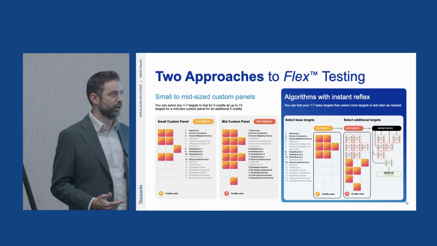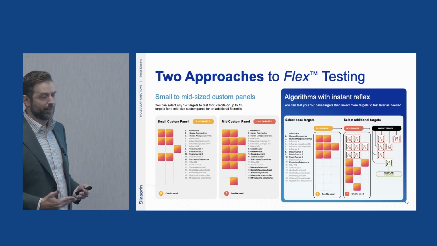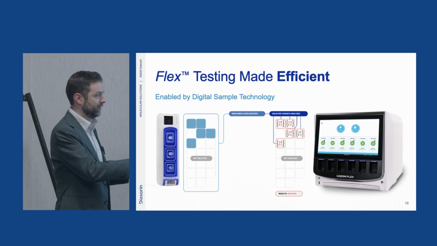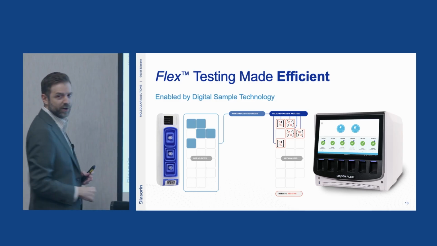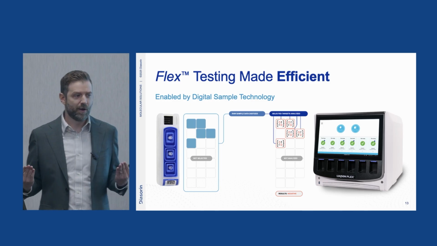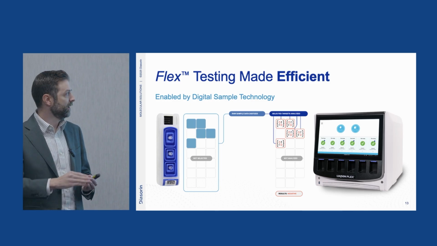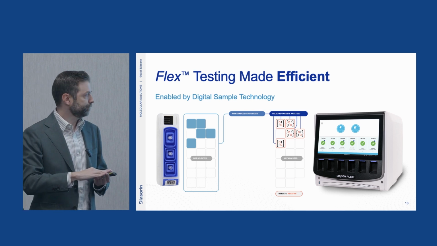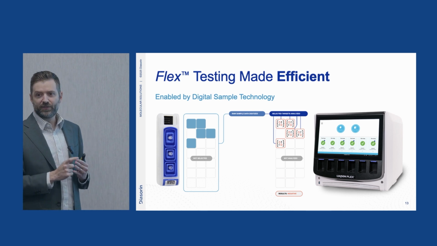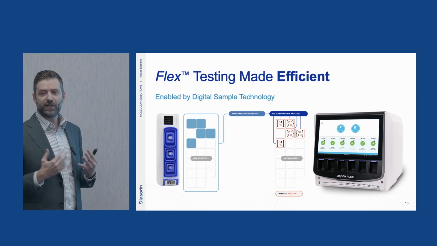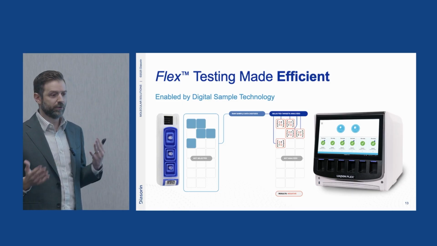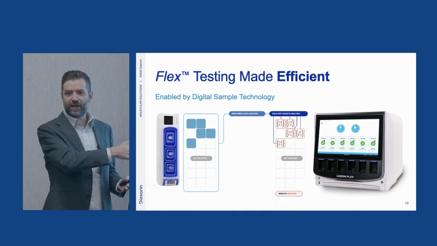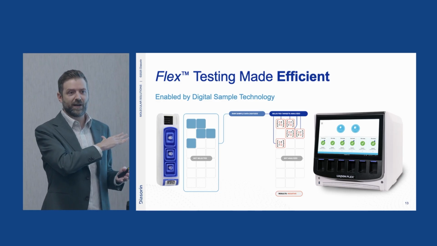This is enabled by what we call digital sample technology. When you run the test, this is a microarray, and all these different squares that you see on here are meant to represent that microarray. The chemistry runs all the targets on that microarray, but it only analyzes the targets that were selected. So a big question for us, or kind of the ethical dilemma that sometimes comes up, is, will I know if any of these targets that I don't run are positive in the background?